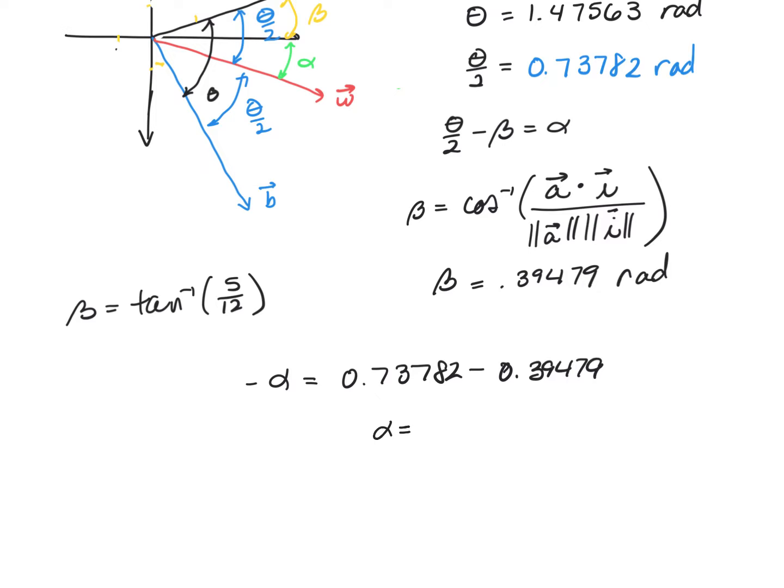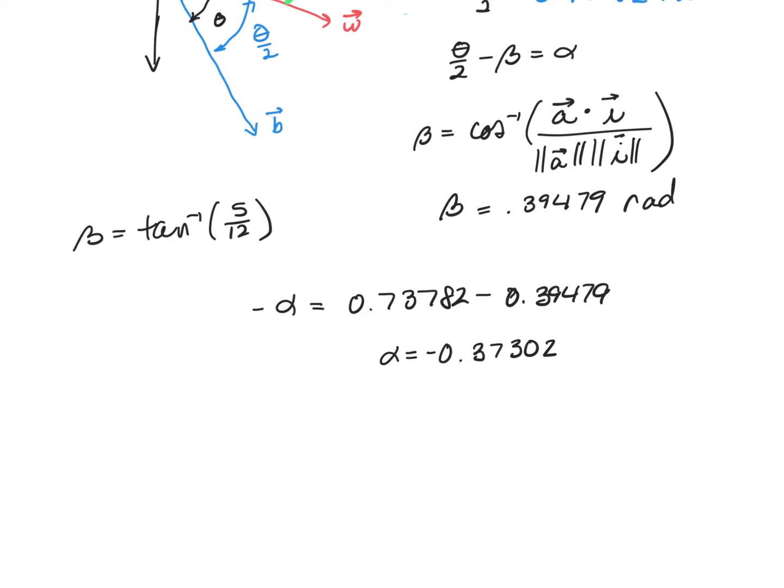And so I'm going to take my theta divided by 2. I'm going to subtract off my beta, and I get alpha to be 0.37302. I'll stop there. Okay. And it's a negative. It's a negative rotation. Now, this does not give me my W vector, but we're almost there.